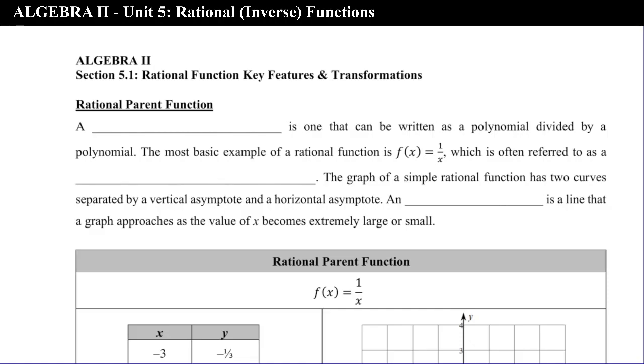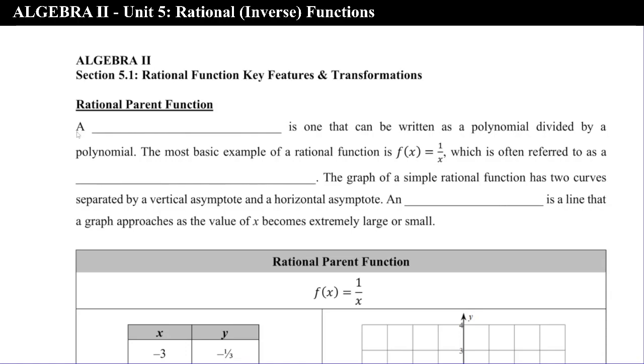Hello and welcome to the Unit 5 Section 1 video on rational function key features and transformations. In the previous units we've talked about key features and transformations for various functions including absolute value, quadratic and cubic functions. And in the last unit we've even delved into some of the key features of higher order polynomials. Now we're going to take a look at rational functions, which are just functions that are expressed in the form of a fraction.